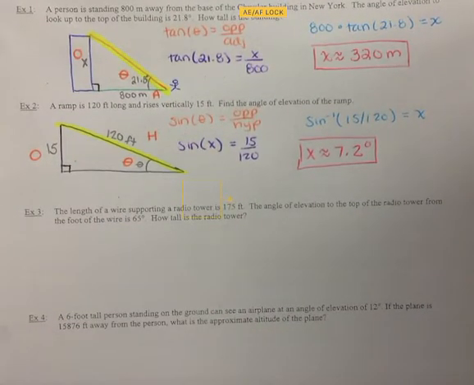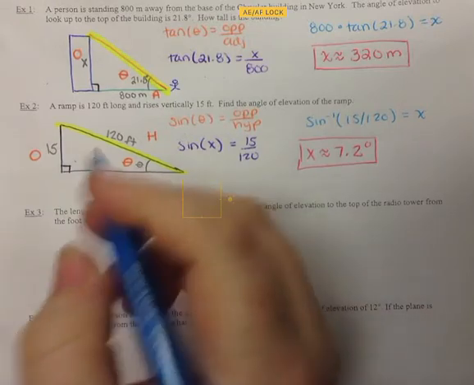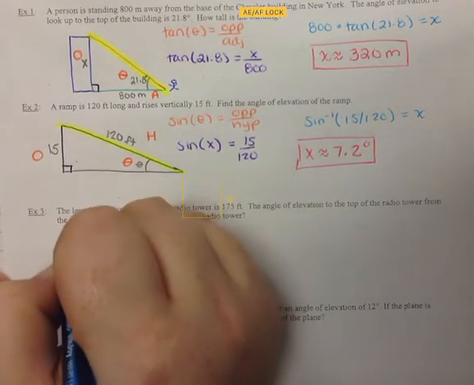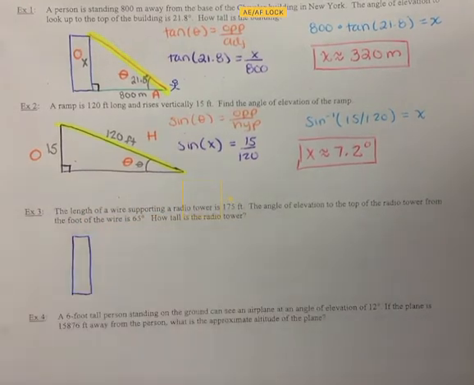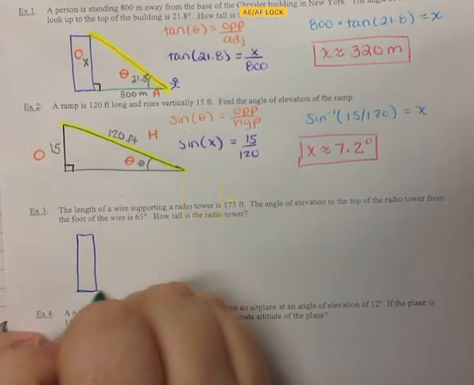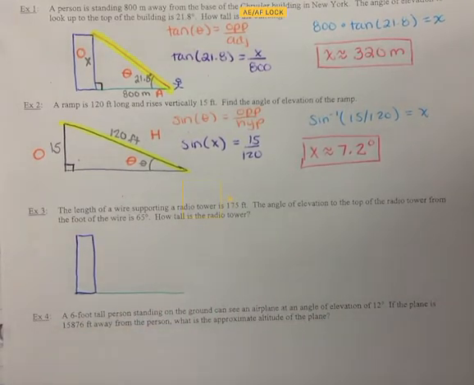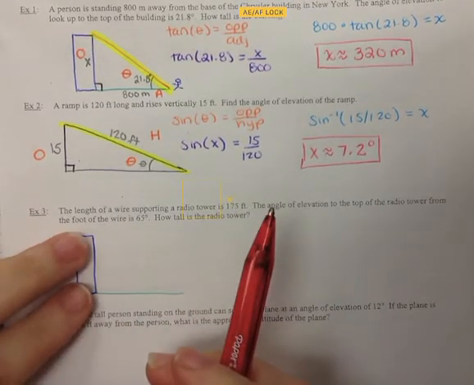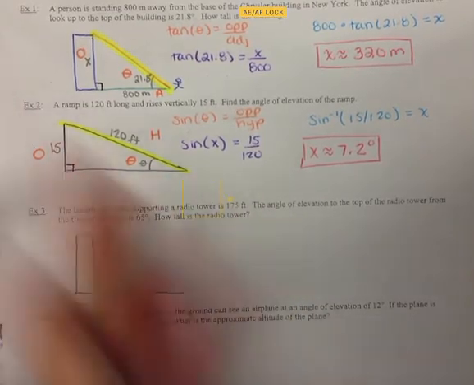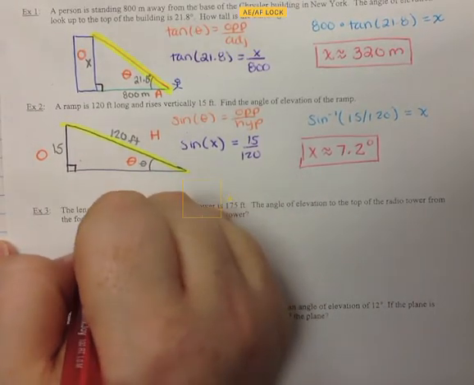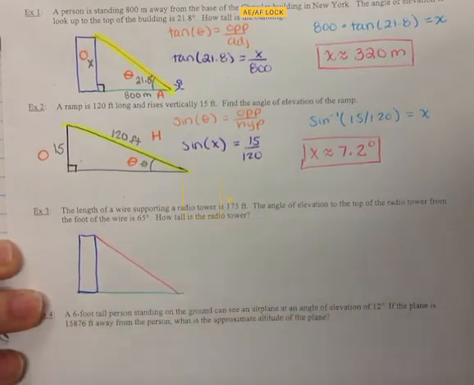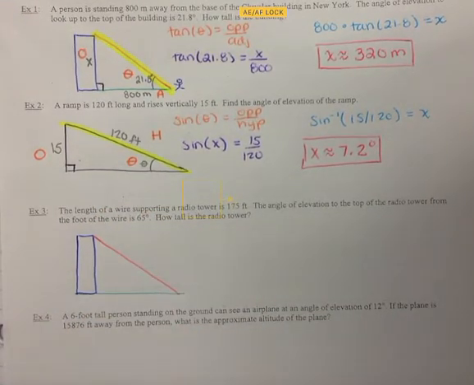Example 3, the length of a wire supporting a radio tower is 175 feet. The angle of elevation to the top of the radio tower from the foot of the wire is 65 degrees. How tall is the radio tower? So we're going to have a radio tower. Here's my little tower. The radio tower has to be on the ground, so I'm going to have my ground. But there is a wire supporting it. To keep the tower from falling over, the wire has to support it by holding it up. So I'm going to have my wire going to the ground, and we know we're trying to make a right triangle.